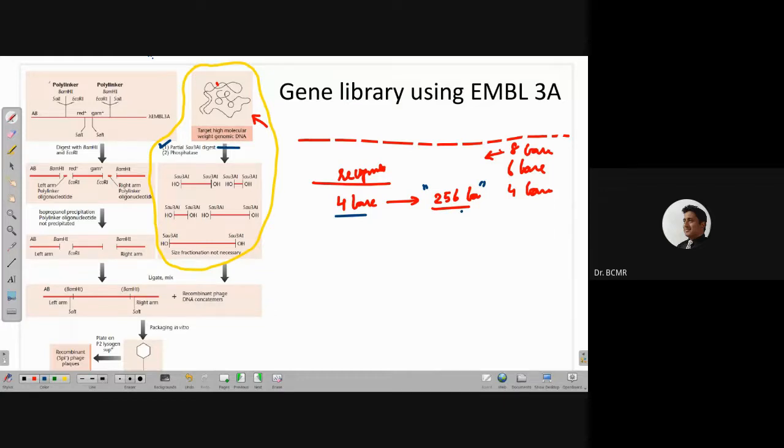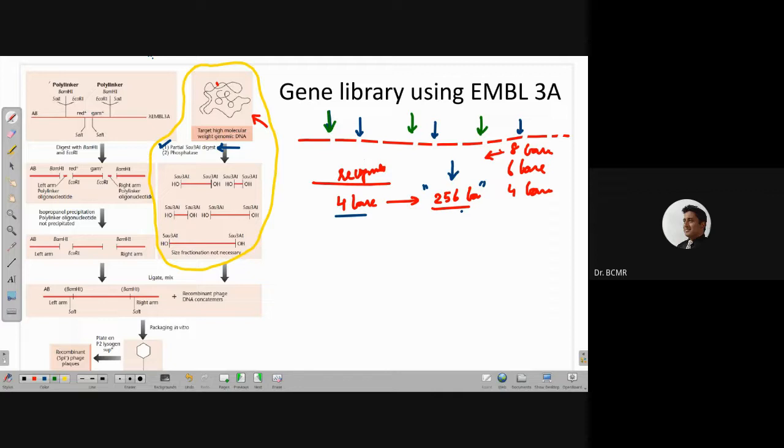That is the reason for partial digestion and why Sau3A is used, so that the probability of occurrence is very high. And then maybe in one genome it would cut here, here, and here. You would have another genome in which it may cut somewhere else, in a different location. It may cut here, here, here. You are generating random fragments that are likely to represent the whole of the genome.